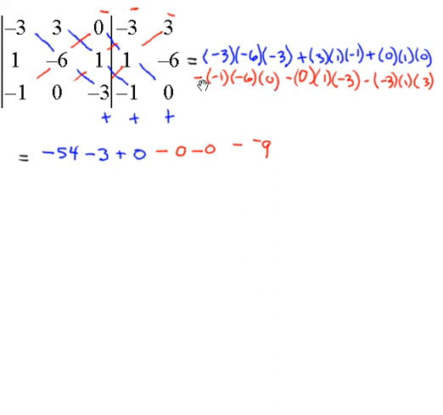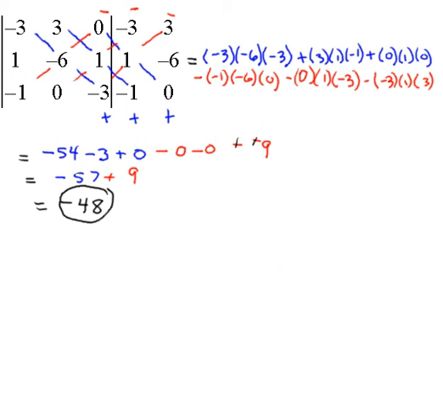And there's a 0 there, so 0 times anything is 0. Our next subtraction has a 0, so 0 times anything is 0. And then we're subtracting negative 3 times 1 times 3, which is subtracting a negative 9. Don't forget that it's subtracting our negatives or adding positives. Negative 54 minus 3 is negative 57 to combine our blue numbers. And minus 0 plus 9 is positive 9. And then negative 57 plus 9 is negative 48. And that's the determinant of this 3 by 3 matrix.